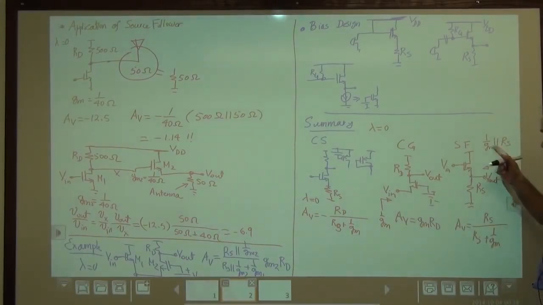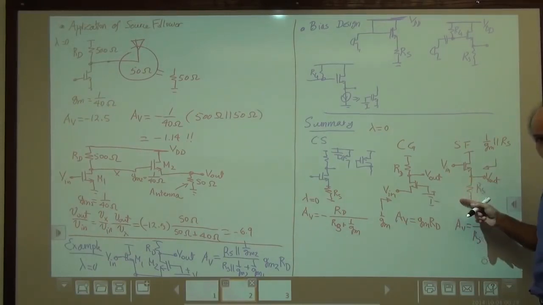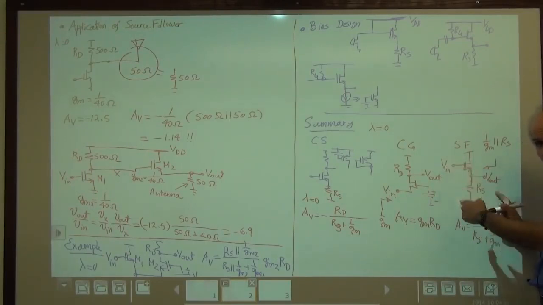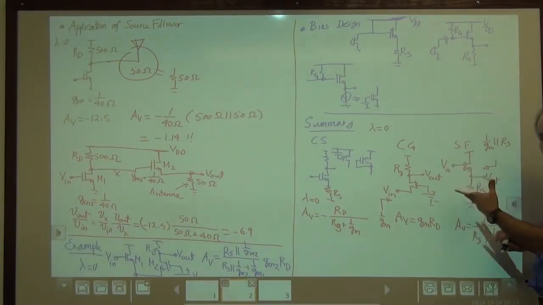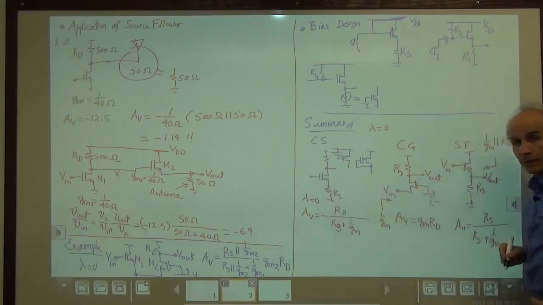All right, so because of its low output impedance, this circuit is capable of driving relatively low impedances, like an antenna or a speaker and that sort of thing. And that's why we thought of this as a buffer. A buffer, a voltage buffer, is one whose input impedance is high and whose output impedance is low. So this is a reasonable approximation of a voltage buffer. And that's why we used it to interface a common source stage with a 50 ohm antenna.